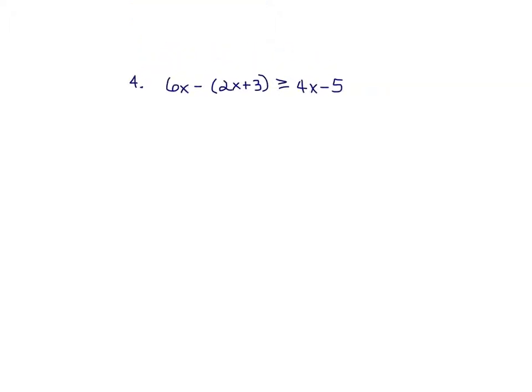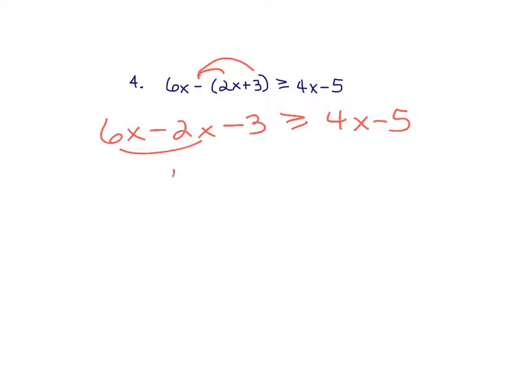Another one, this is a simple one. All right, so the first thing I need to do is distribute. Then I'll combine my like terms and then eventually solve for x. So I'm going to distribute this subtraction sign. So 6x minus 2x minus 3 greater than or equal to 4x minus 5. Before I begin moving my terms, I'm going to combine these like ones and get 4x minus 3.